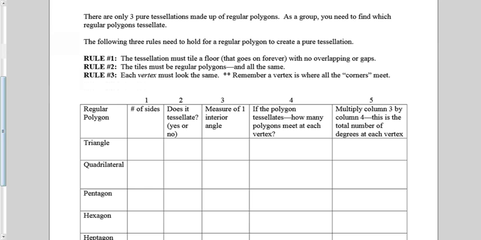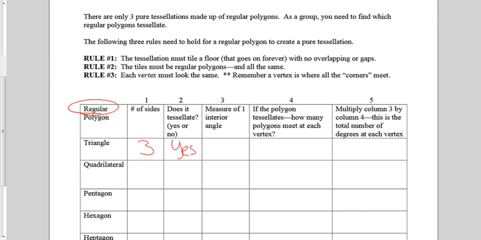Now, these are our rules. Tessellation must tile a floor that goes on forever, no overlaps. Tiles must be polygons, and each vertex must look the same. So a vertex is where all the corners meet. So let's talk about our triangle. The triangle, we've already decided, sorry, these are regular polygons, so all the angles are congruent, all the sides are congruent. We've already decided that triangle does tessellate the plane.